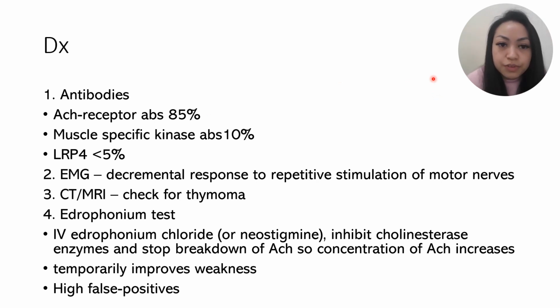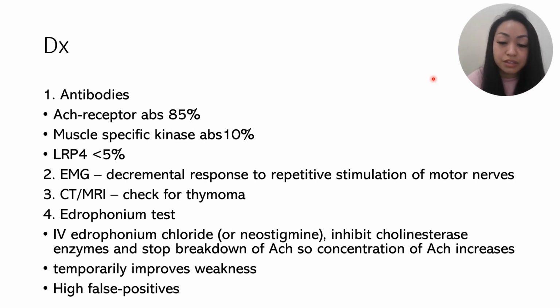How do we diagnose? So in terms of diagnosis, we can start with directly checking for the antibodies. So we can try to detect the presence of antibodies against the nicotinic acetylcholine receptors, and this happens in 85% of the cases of myasthenia gravis. But it can be negative as well because in 15% of the cases they might have other autoantibodies.